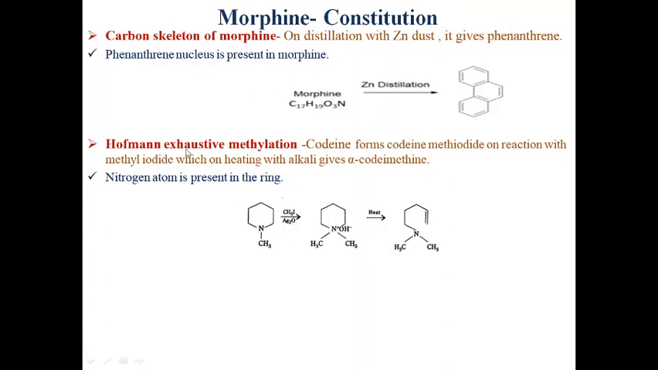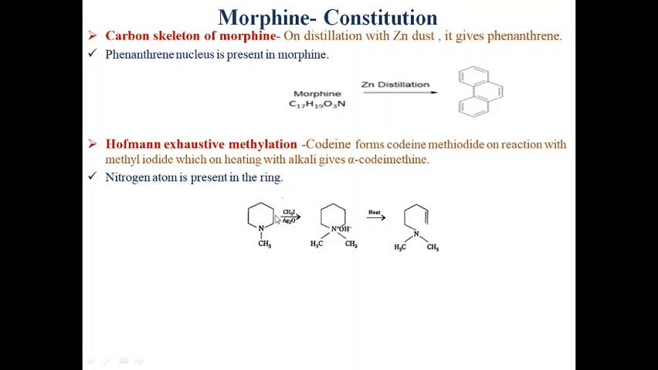Next is the Hofmann exhaustive methylation. It is also one of the degradation methods for determining the structure. Codeine forms codeine methiodide. As we have dealt with earlier, codeine is the methylated derivative of morphine. It forms codeine methiodide, which on reaction with methyl iodide and heating with alkali gives alpha-codimethine. As you can see here, this is a part of the morphine structure containing a methyl group.